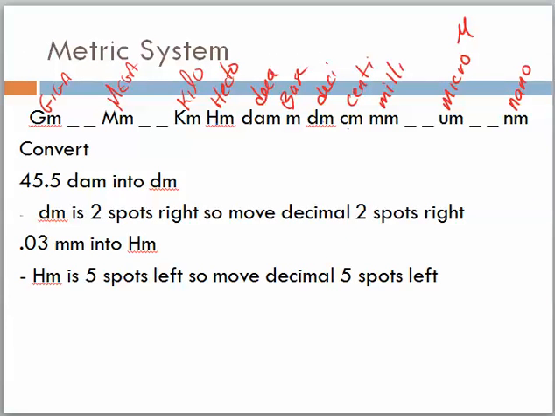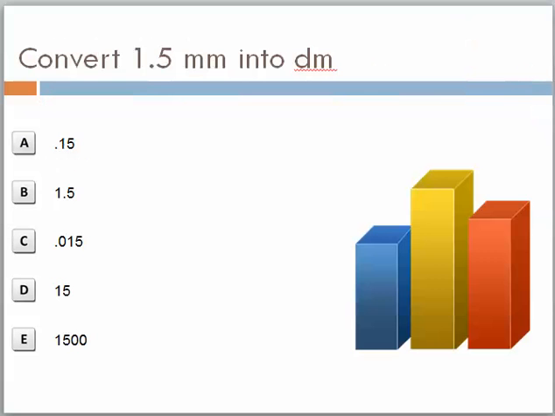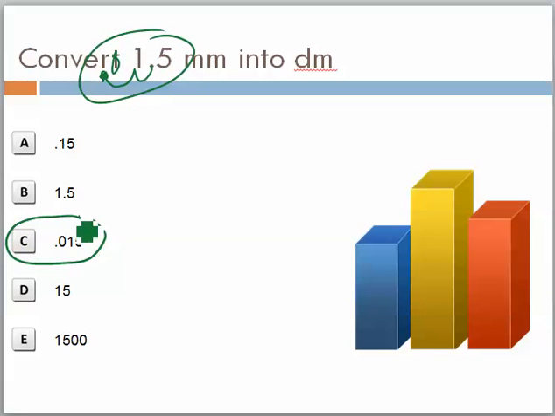All right, in this one, we are going from millimeters to decimeters. So what we want to do here then is find out how many spots we need to move the decimal. 1, 2 to the left. So in the problem that we're working right now, I'm going to move the decimal 2 spots to the left. And we get 0.015. Again, it doesn't need to be any more complicated than that.